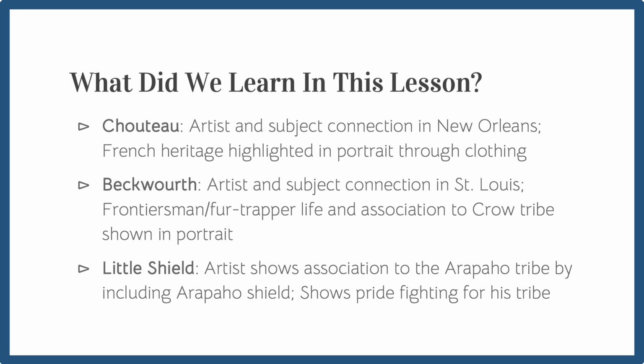In the Little Shield portrait, location also plays an important role in what's shown in the drawing. Little Shield represents his culture in the drawing, and he shows his association with the Arapaho people by including a tribe shield typical of the Arapaho. He also shows the pride that he has for his tribe by drawing himself engaging in battle for them. In other words, Little Shield wanted to be remembered for his bravery fighting for his people.